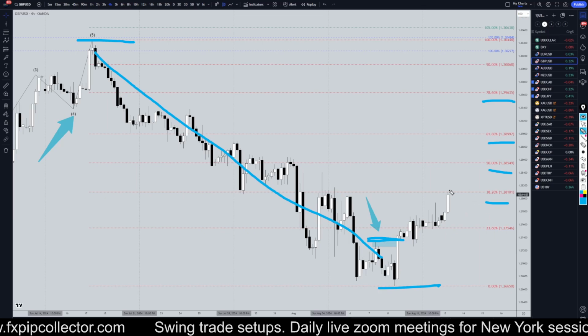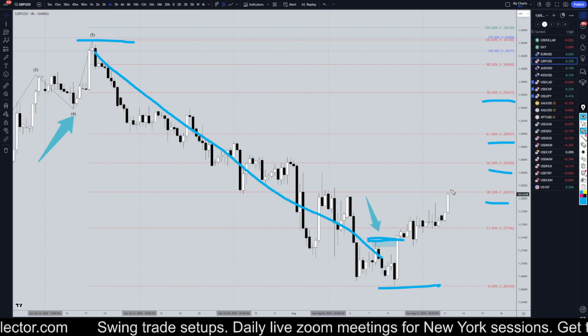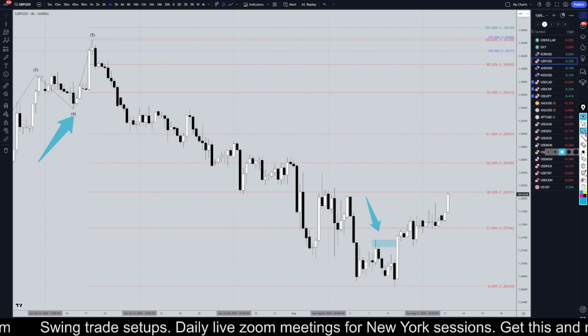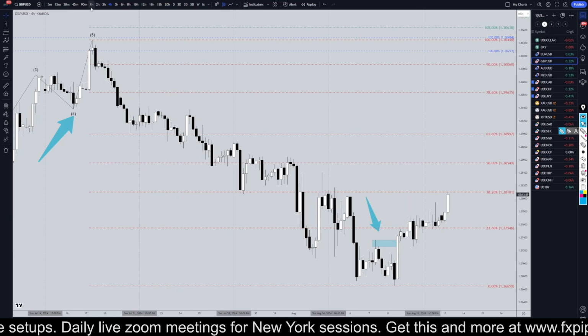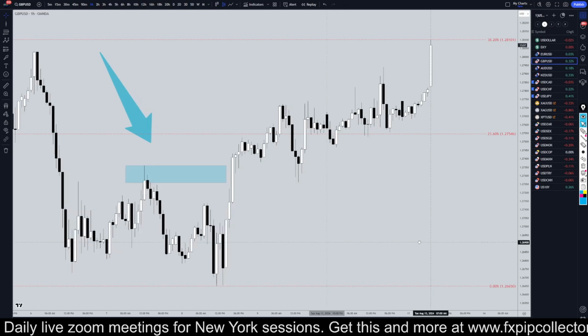We did have a little bit of pound news this morning, which is why the pound did push up a little bit, but I personally am definitely looking for longs based on the fact that we broke structure to the upside and that the trend is up on the very high time frames.